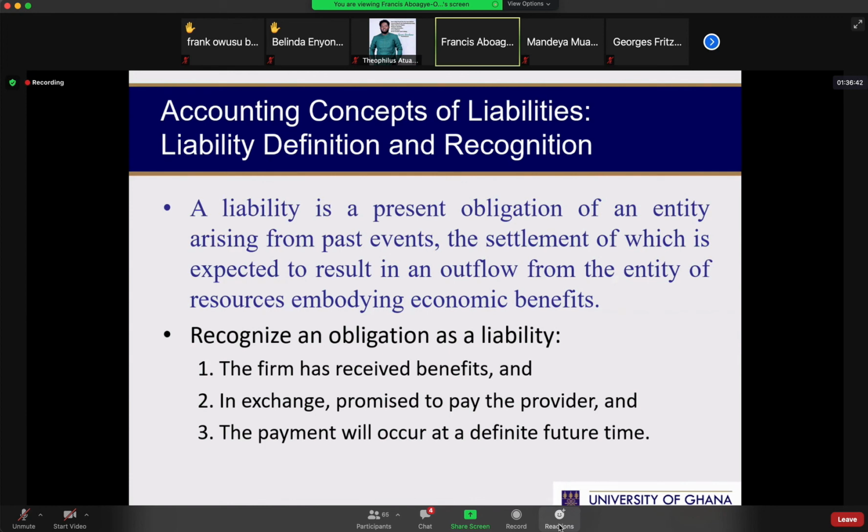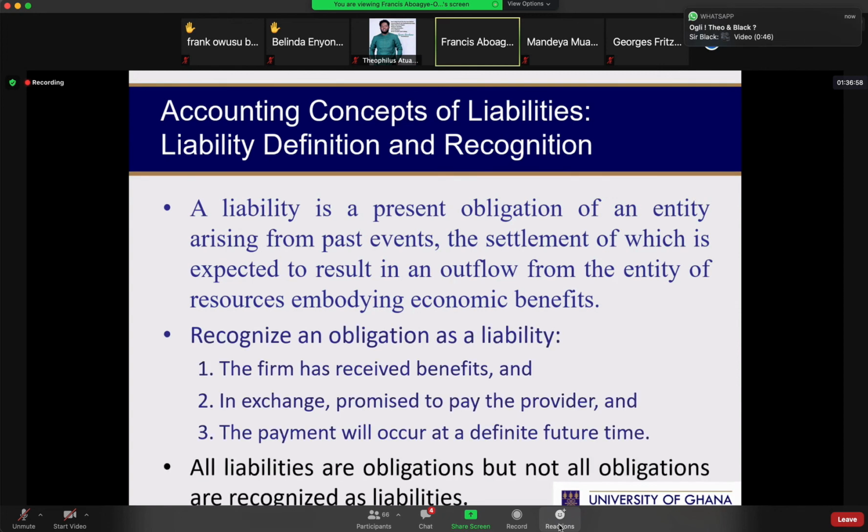So these three conditions must be met before you recognize an obligation as a liability. One, you should have received benefits, and in exchange promise to pay, and the payment will occur at a definite future time. So these conditions must be met. That suggests that all liabilities are obligations, but not all obligations are recognized as liabilities. There can be some obligations, but because they do not meet this set criteria, they may not be recognized as liabilities. Let me find out from you.